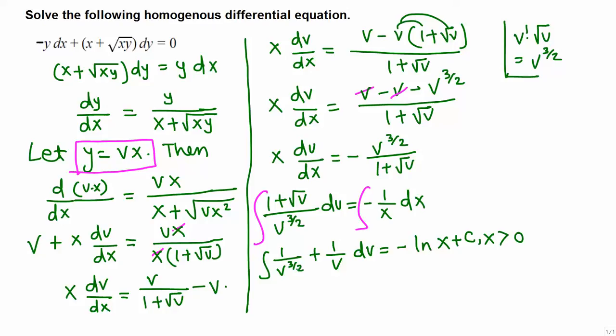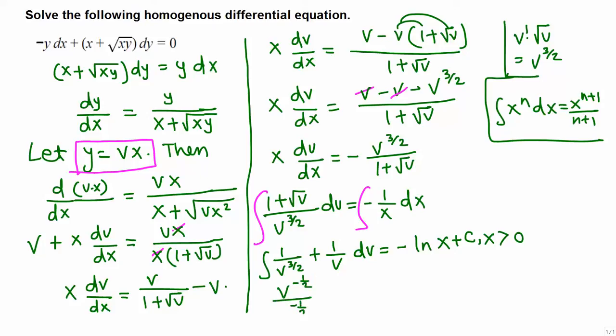Now 1 over v raised to 3 halves, move this to the top. This is v raised to negative 3 halves, and use the power rule. The integral of x to the n dx is x to the n plus 1 over n plus 1. That's the power rule. So this is v raised to negative 3 halves. So the integral will be v raised to negative 3 halves plus 1, negative 1 half, divided by the same thing, negative 1 half, plus integral of 1 over v is just natural log of absolute v, equals negative natural log of x plus c.